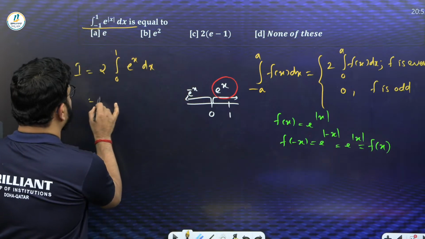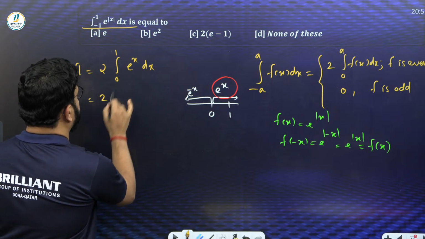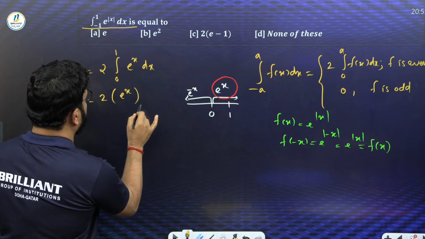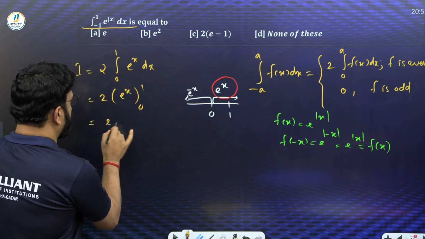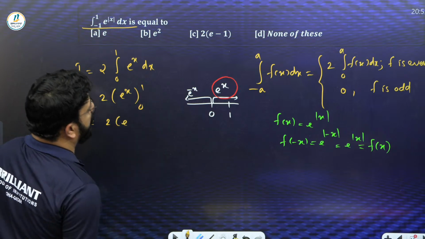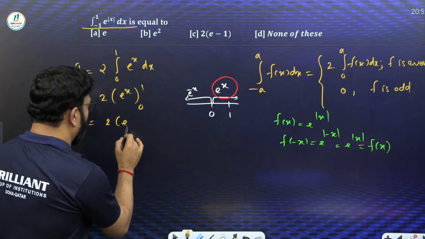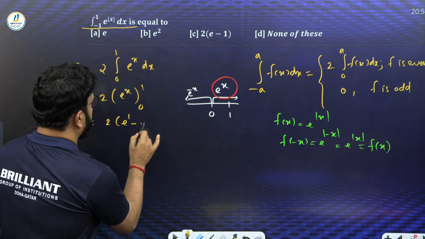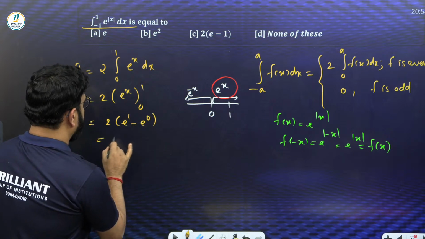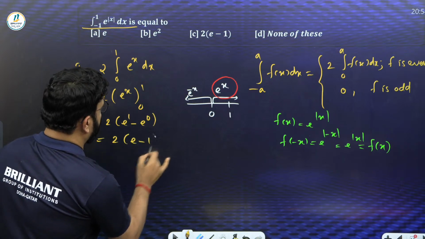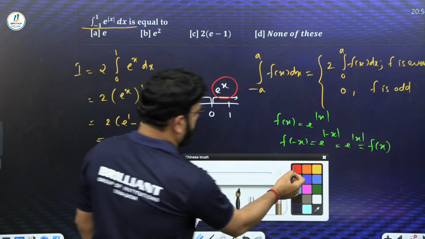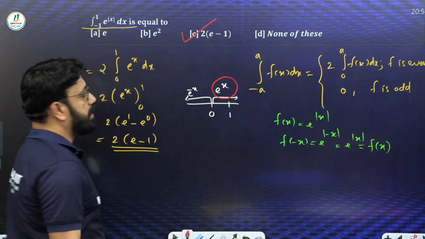Then that's equal to 2 times what's the integral of e raised to x? e raised to x itself, from 0 to 1. Substitute: e raised to 1 means e only, minus e raised to 0. e raised to 0 means what? 1. So 2 times (e minus 1) is the right answer. The answer is option C.